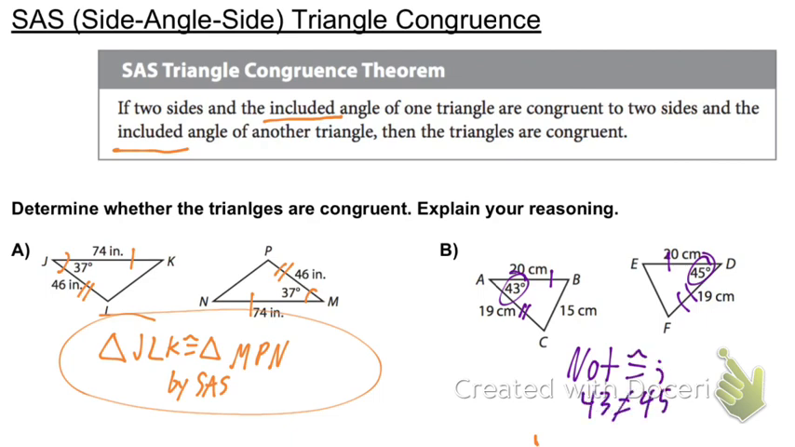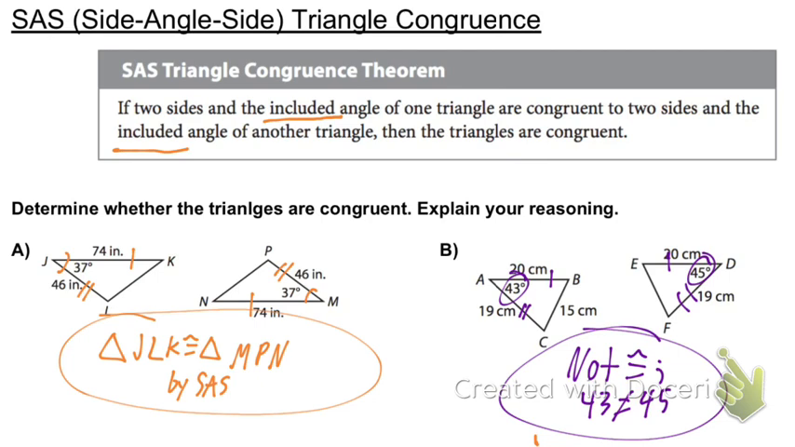What could be another set of reasoning? Bill? Angle A is not congruent. Okay, angle A is not congruent to angle D. Very good. You can also say the included angles are not congruent if you wanted to go fancy. There's lots of different ways you really could explain this, okay?